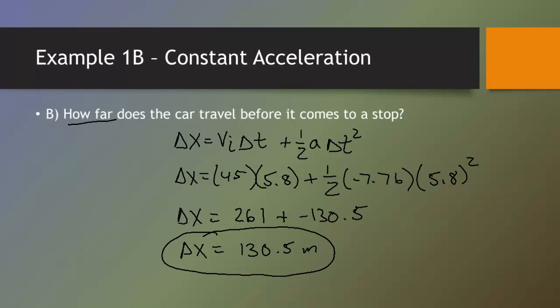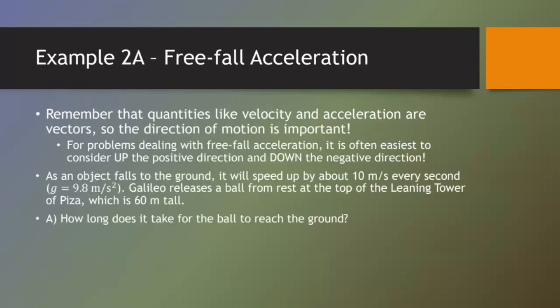But now let's talk about cars traveling horizontally, right? And they only accelerate because you hit the accelerator or you hit the brakes. Okay, but what about if we drop something, something in free fall? Remember, velocity and acceleration are vectors, right? Displacement is a vector. And so the direction that these objects move is important. So when we're dealing with free fall acceleration, if you drop something, it falls straight to the ground. If you throw something up in the air, it'll go up for a minute and then turn around and go straight to the ground.